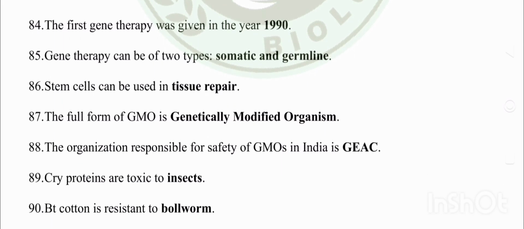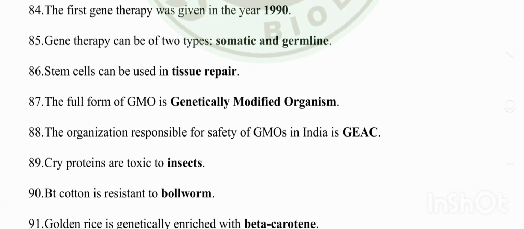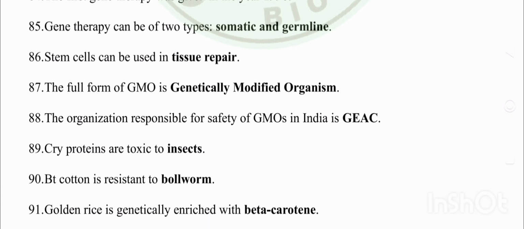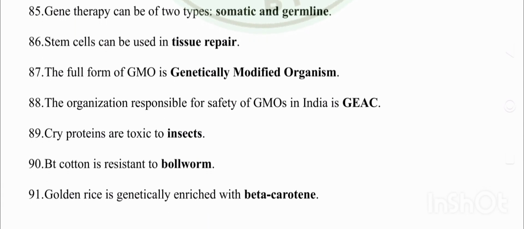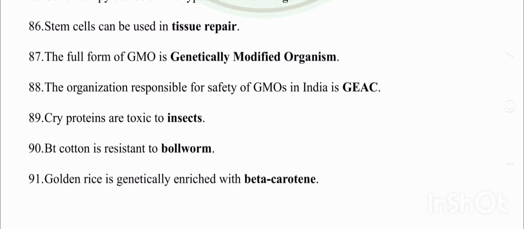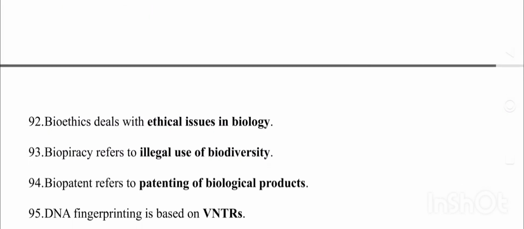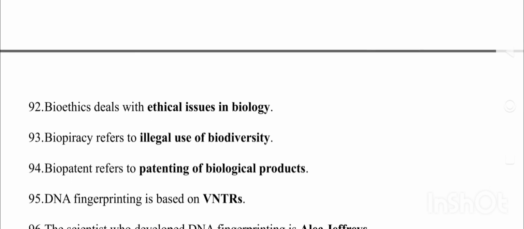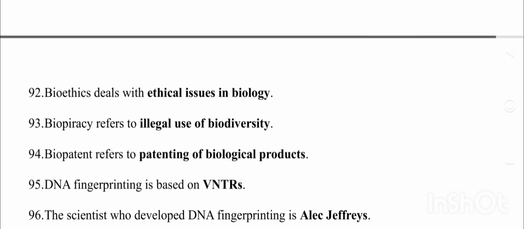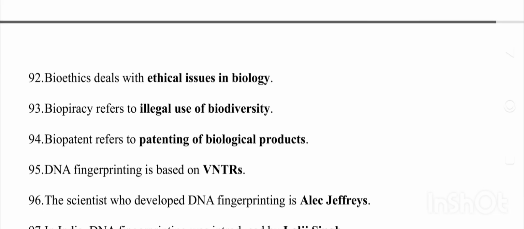89. Cry proteins are toxic to insects. 90. Bt cotton is resistant to bollworm. 91. Golden rice is genetically enriched with beta-carotene. 92. Bioethics deals with ethical issues in biology. 93. Biopiracy refers to illegal use of biodiversity.